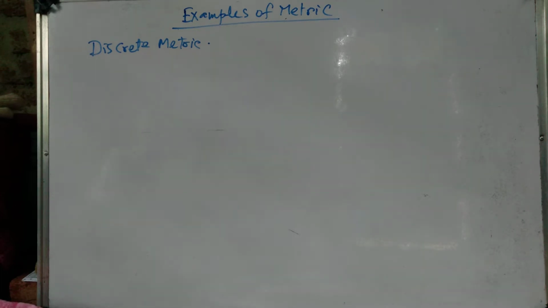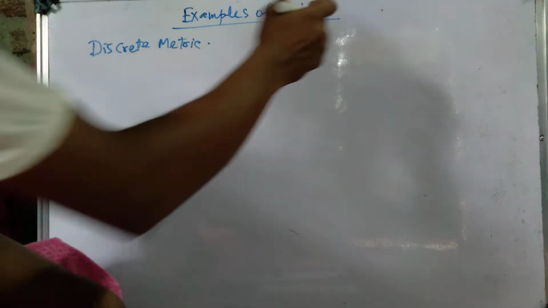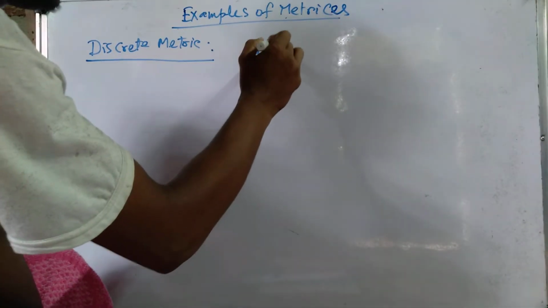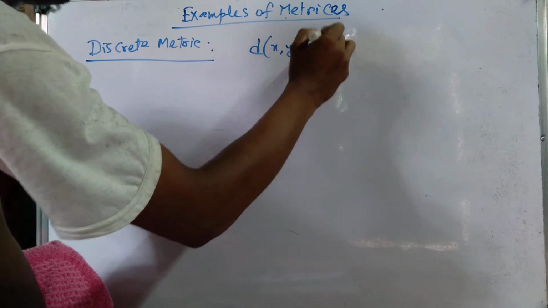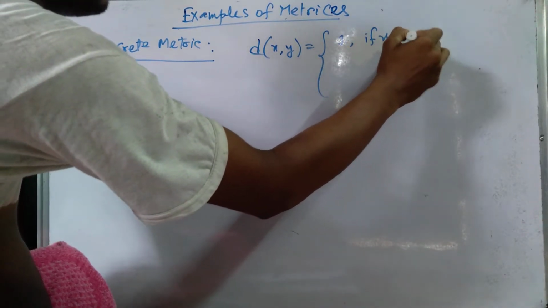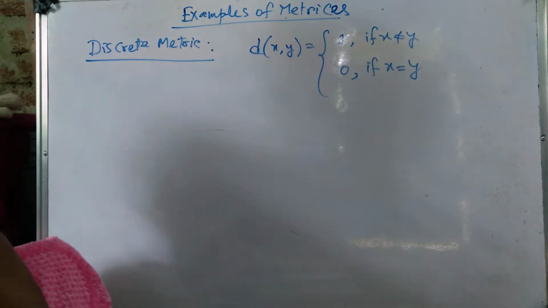Today we discuss examples of metrics. Now we start with the discrete metric. The discrete metric is denoted by d(x,y) equal to 1 if x is not equal to y, and 0 if x is equal to y. Then we prove it.